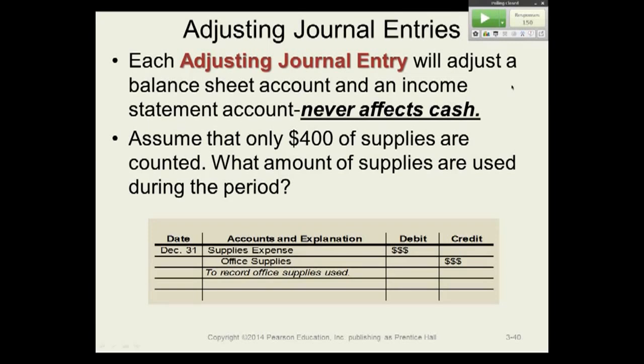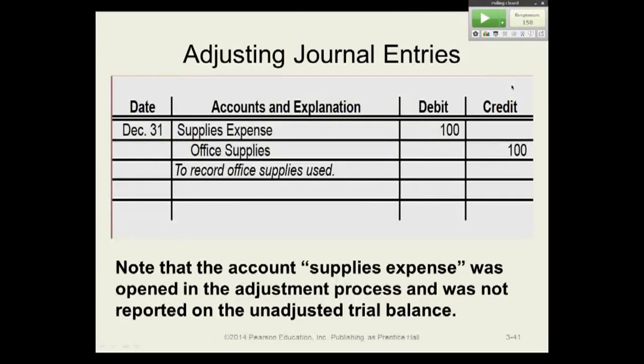So the asset used up is an expense. When we now look at the journal entry, we're going to debit office supplies or supplies expense and credit the office supplies. One of the important things to note is that supplies expense was not an account in the trial balance.